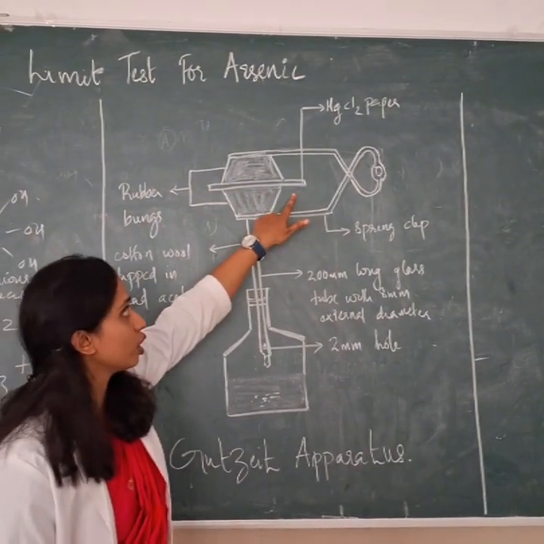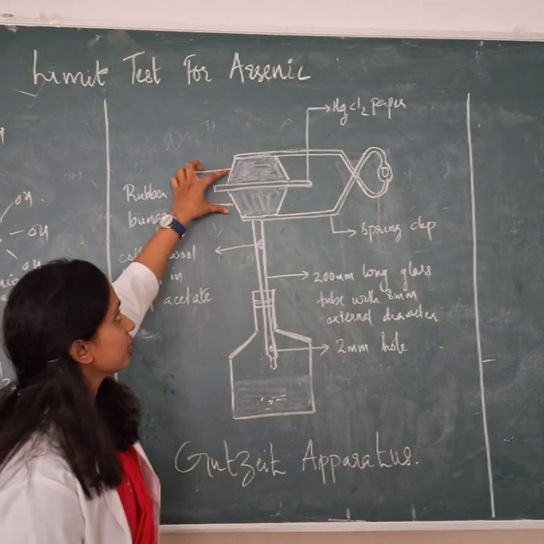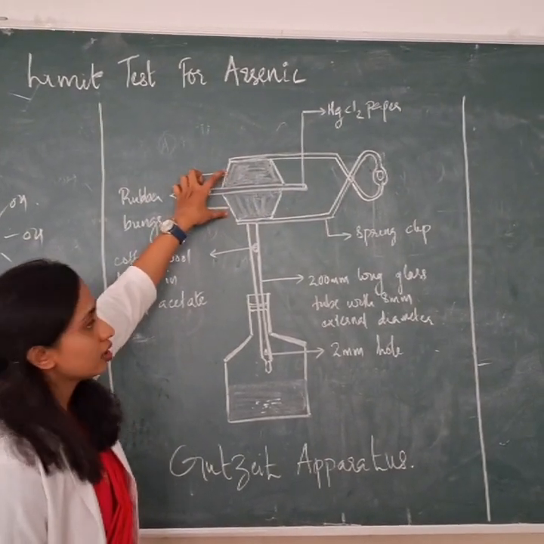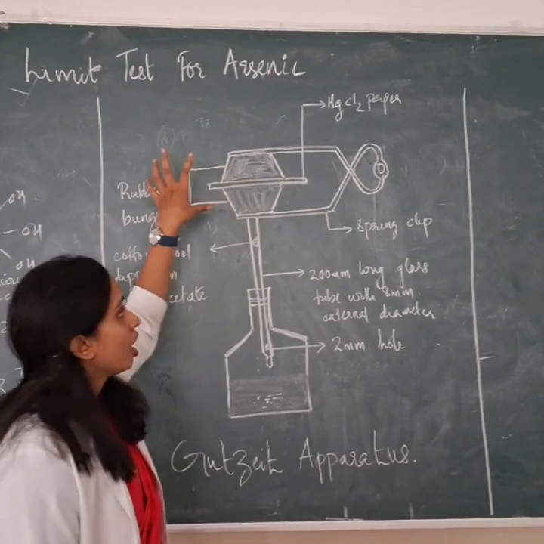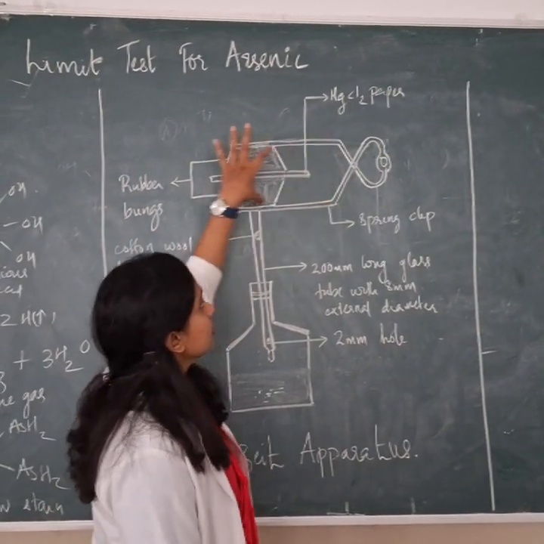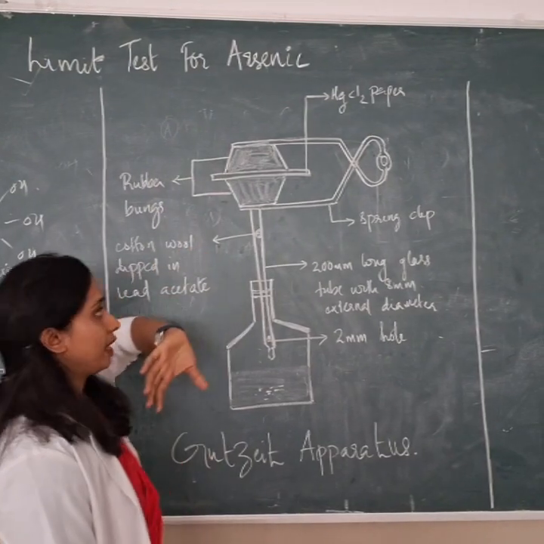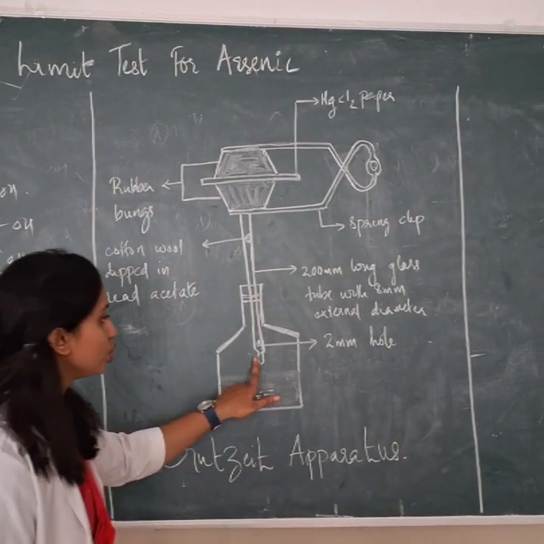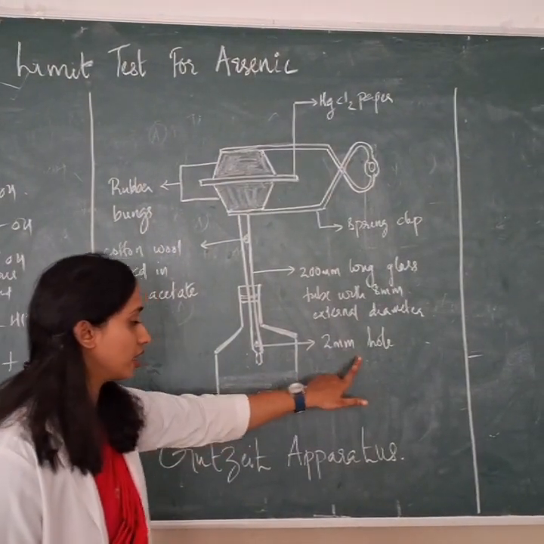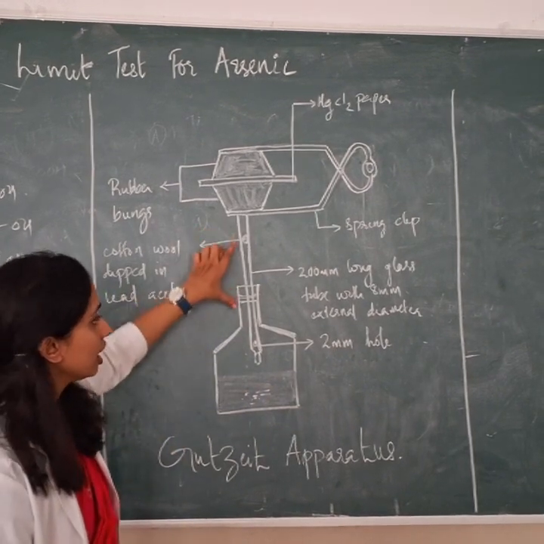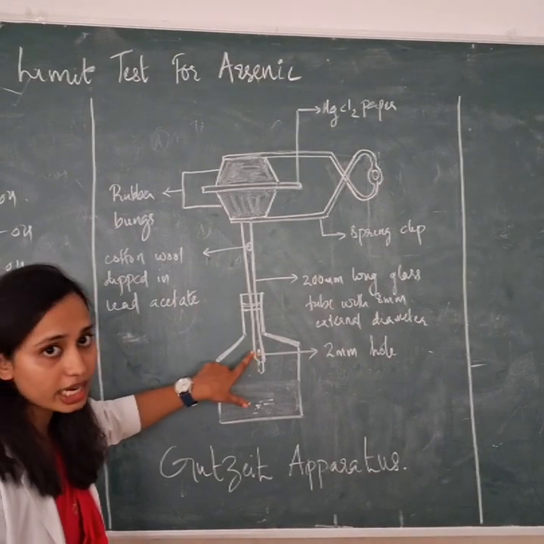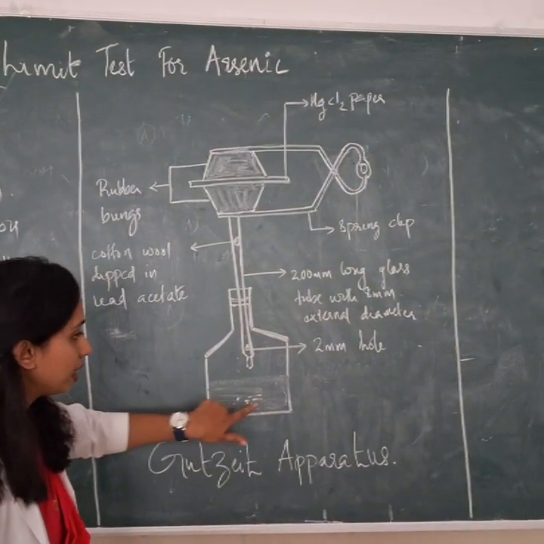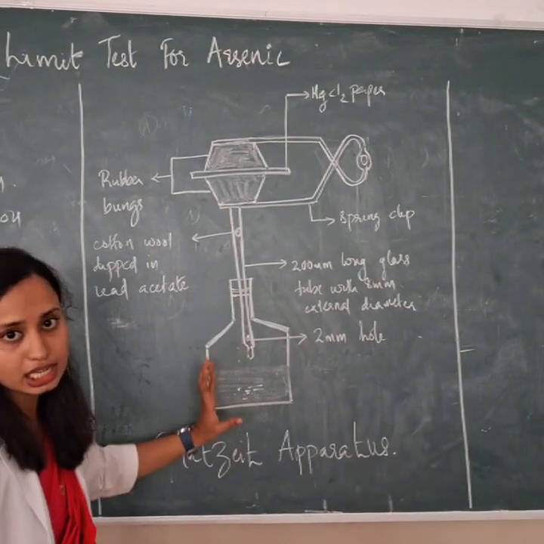Here we have the mercuric chloride paper which is sandwiched between the 2 rubber bungs. So the rubber bungs hold the mercuric chloride paper in the correct place, and the spring clips hold the rubber bungs in the correct place as well. So here we have the 2 mm hole in the glass tube, which is for the arsine gas that is developed by the contents of the glass bottle.